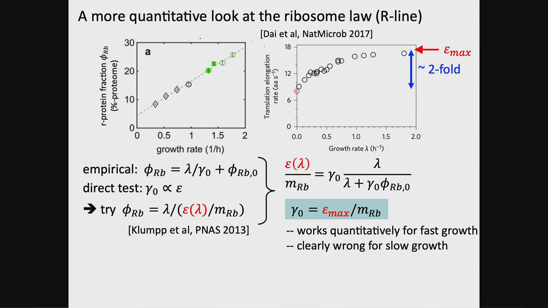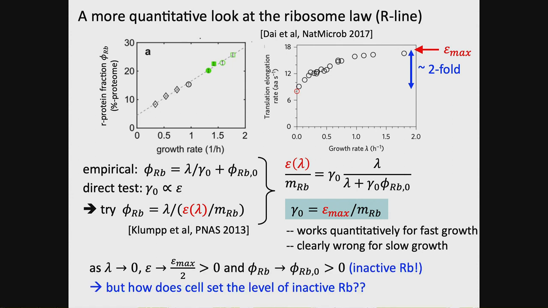So it works well for fast growth, but clearly for slow growth, it's just completely wrong. It's nonsense, right? Because at slow growth, growth rate approaches zero, and we know that the elongation rate approaches about half of the maximum elongation rate. So it's still elongating quite a bit. You can measure it. But the ribosome content also goes to a finite amount, right? So there's no way this is going to zero. There's no way this equation can hold, right? So something's wrong.